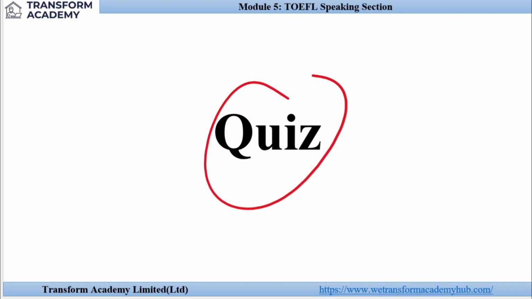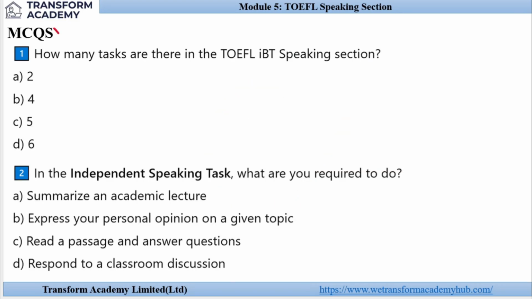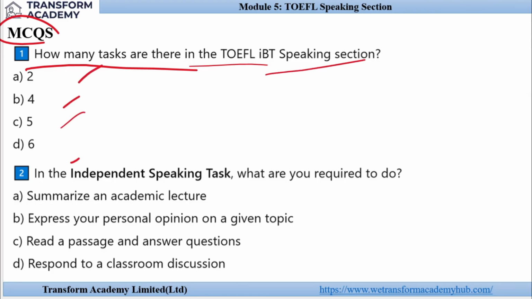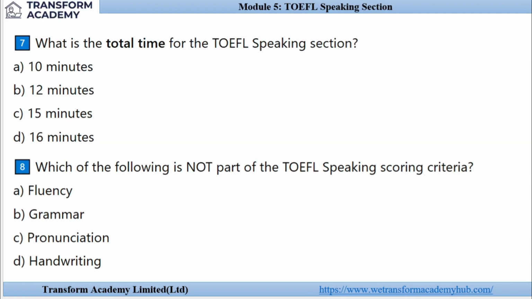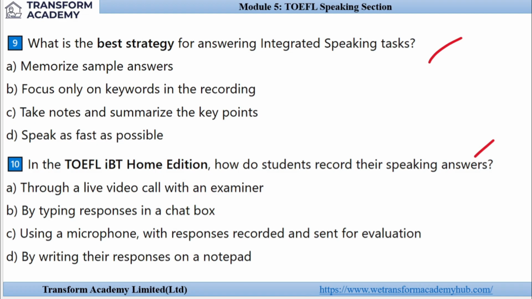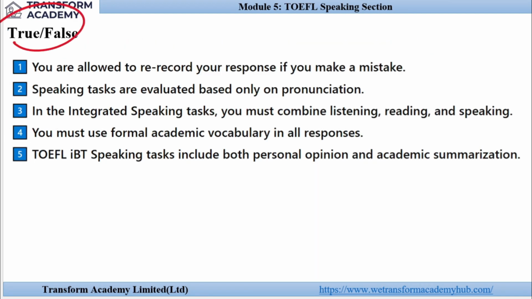So let's look at the quiz. First, we have the MCQs, and we have 10 questions. Question 1, how many tasks are there in the TOEFL iBT speaking section? 2, 4, 5, 6. Choose the correct option. And in the same way, do question 1, question 2, question 3, 4, 5, 6, 7, 8, 9, 10, and then we have 5 true false questions. You're allowed to re-record your response if you make a mistake. If it's true, write T. If it's false, write F. And do 1, 2, 3, 4, 5 in the true false.